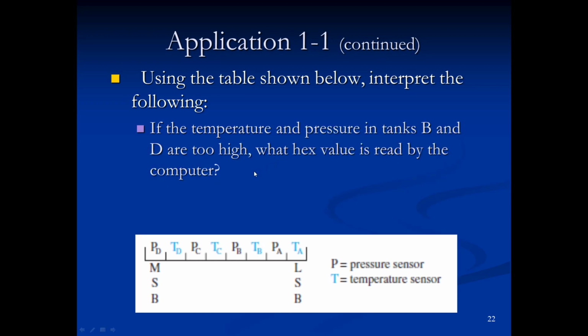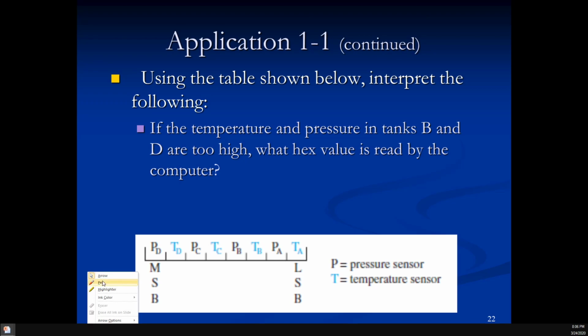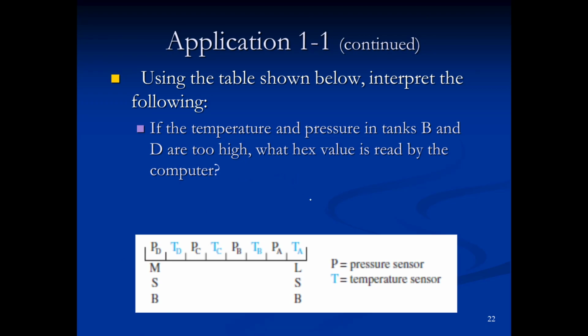So then, kind of in reverse from before, they're giving you the condition. They're saying the temperature and pressure in tanks B and D are too high. And they want to know what hex value would be read by the computer. Well, let's start with just getting the binary value first, and then we can convert it into hex. So the binary would be, they're saying tanks B and D are too high in temperature and pressure.